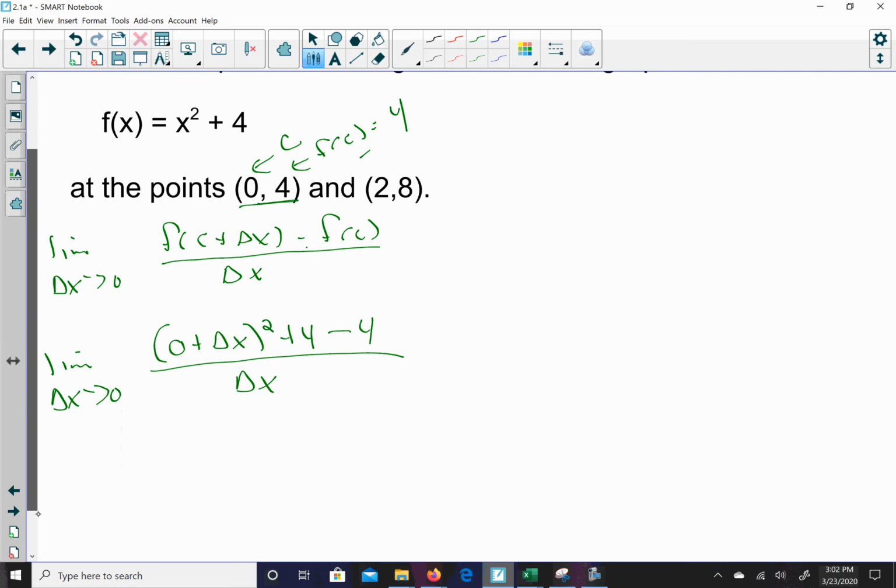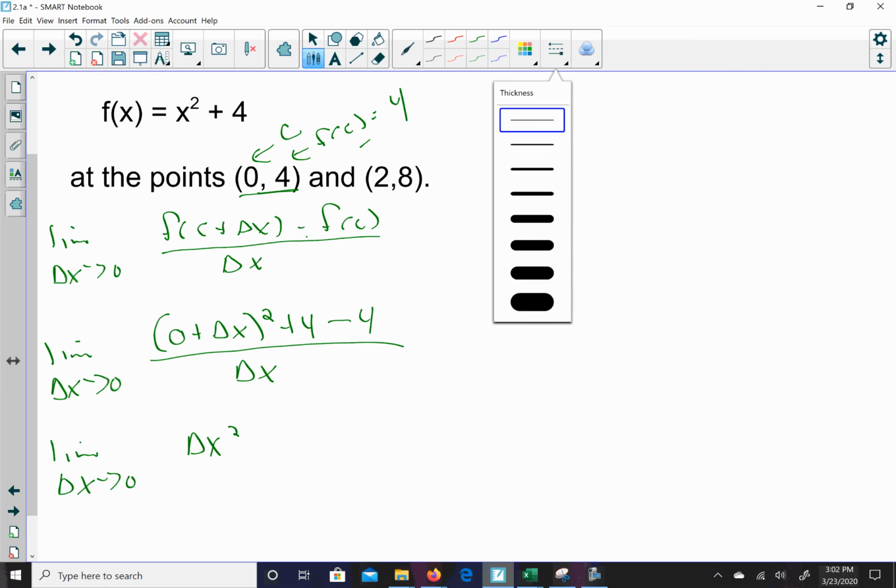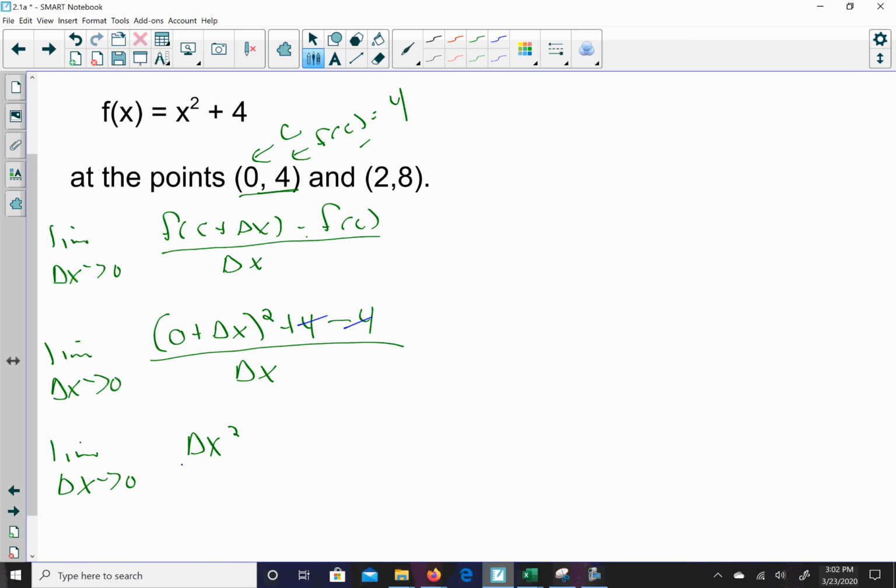Now, the downside to doing it this way is I'm only finding the slope of the tangent line at one specific point. In this case, I'm finding it at 0. We're going to go through a different way that'll give me a formula that I can substitute in for every point later on. When I take 0 plus delta x, that would just be delta x. Delta x squared is delta x squared. And then the plus 4 minus 4 will equal 0. So I'm left with delta x squared over delta x.